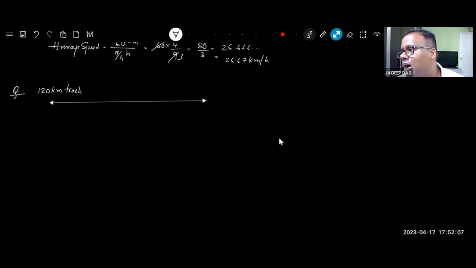Out of which, it says that the train travels the first 30 kilometers. First 30 means how much portion of the track? 1/4 of the track. Do you agree or not? It is 120. So the first 30 kilometers, this is the first 30 kilometers. The train travels the first 30 kilometers. So in this section, the speed of the train is 30 kilometers per hour.